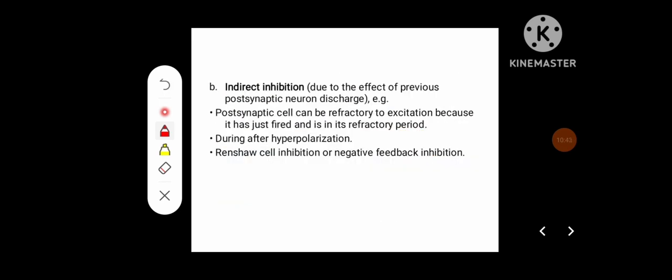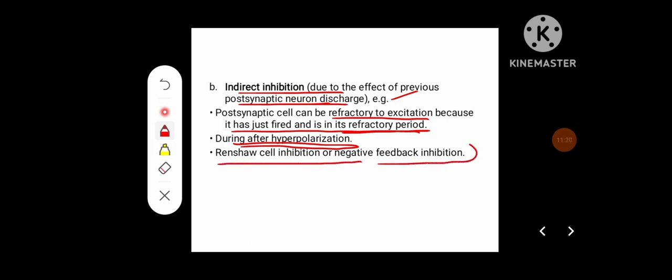There can also be indirect inhibition of the postsynaptic membrane. This can occur because of the effect of previous postsynaptic neuron discharges. For example, the postsynaptic membrane can be refractory to excitation because it has just fired and it is in the refractory period. It can also occur due to after hyperpolarization, where the membrane potential becomes more negative, and it can also be seen in Renshaw cell inhibition, which is a negative feedback mechanism.